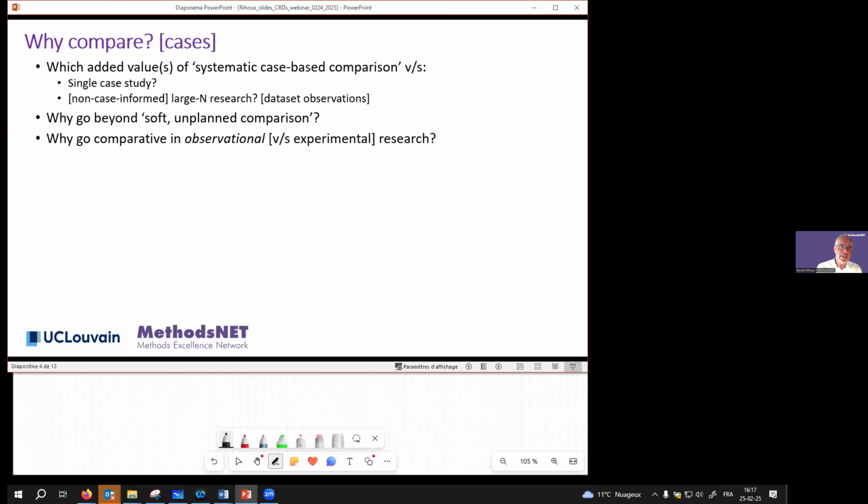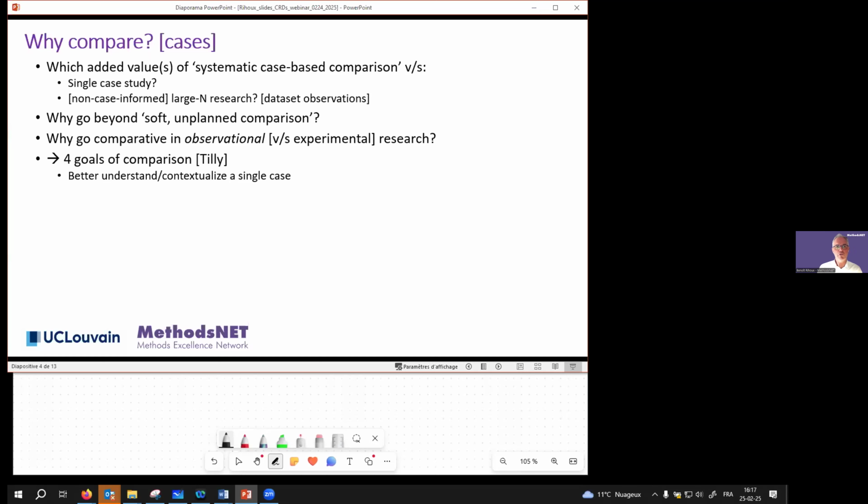And third linked question: why should you go comparative, in terms of specifically comparing cases, when you are doing non-experimental research? When you're doing observational research, which is still the bulk of what is done in social sciences, broadly defined, and in many other disciplines that are not experimental. Between brackets, I discussed this also in the full course. Of course, experiments are by nature very much a comparative enterprise, right? That's a long story, but we can talk about it perhaps in your questions, if any.